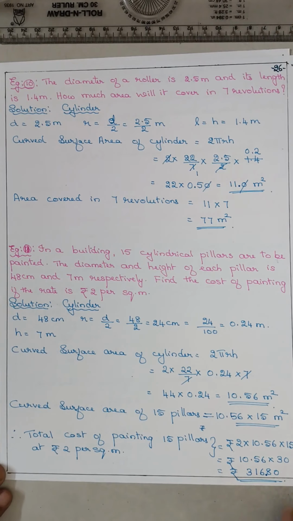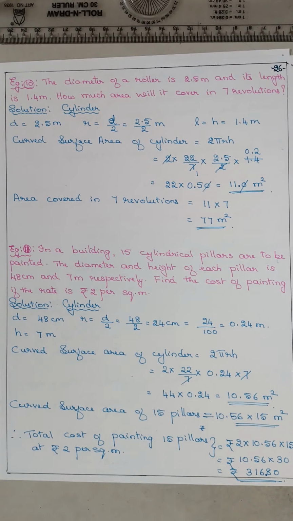Hope you understood why we are not multiplying earlier. Even if you multiply, you will get the same answer, but 15 2s are 30. That is why we directly did the calculation at the end. So that was example 11.